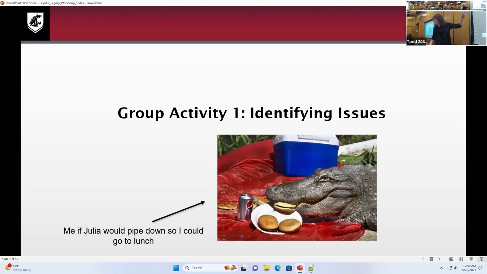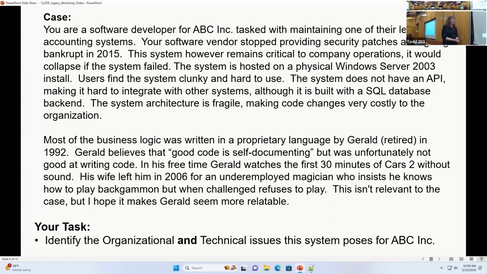So it's not weirdly quiet in here, I've made it a group activity for the people next to you. Basically, I'm making you a developer on a legacy system, and it has all these issues which you should identify on a piece of paper, and then we'll talk about it in like 10 minutes. Sound good? Any questions? All right.